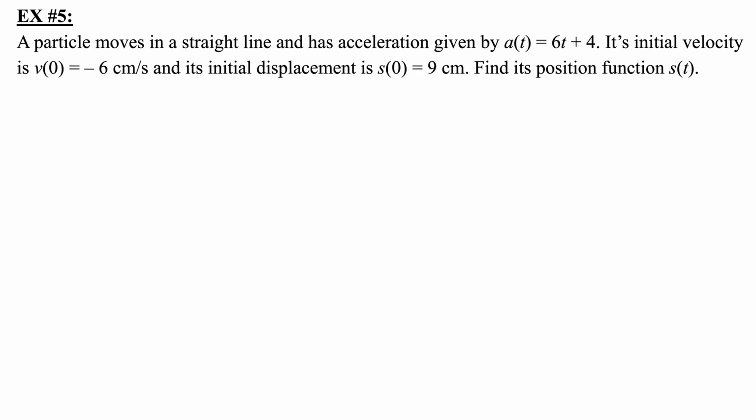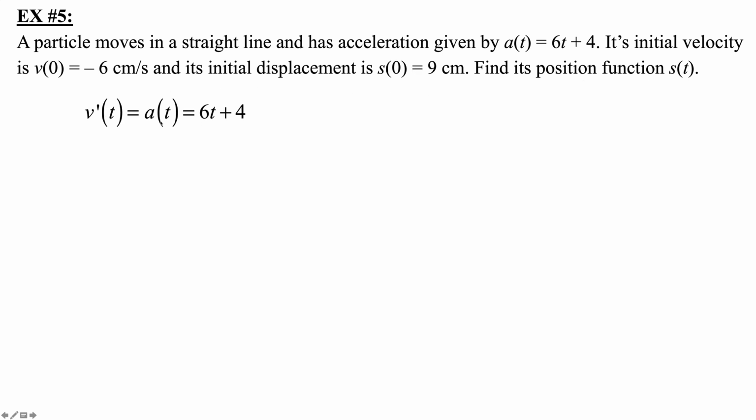All right, so example 5. A particle moves in a straight line and has acceleration given by a of t equals 6t plus 4. Its initial velocity is v sub 0 equals negative 6 centimeters per second, and its initial displacement is s of 0 equals 9. So basically they're giving us the y-intercepts. They're telling us what our c and d are going to be. Find its position function s of t.